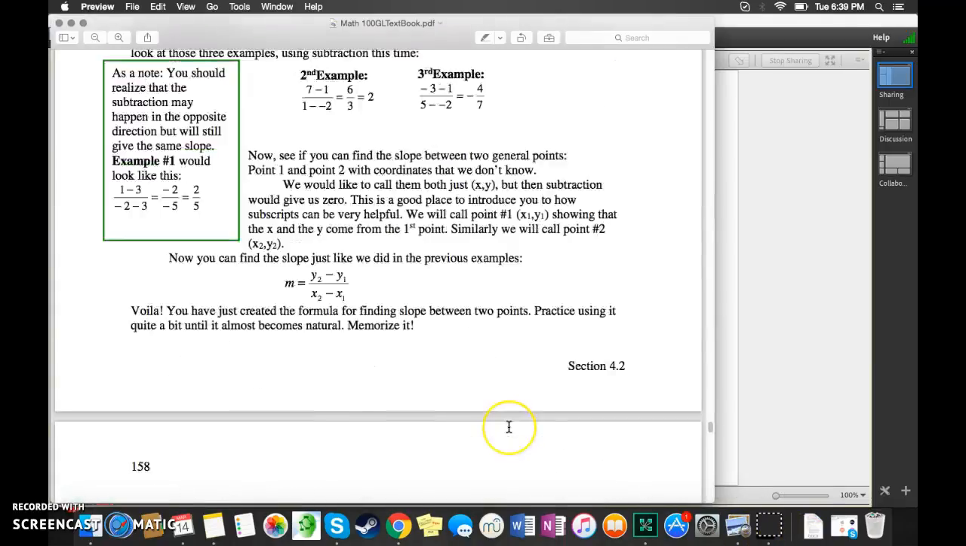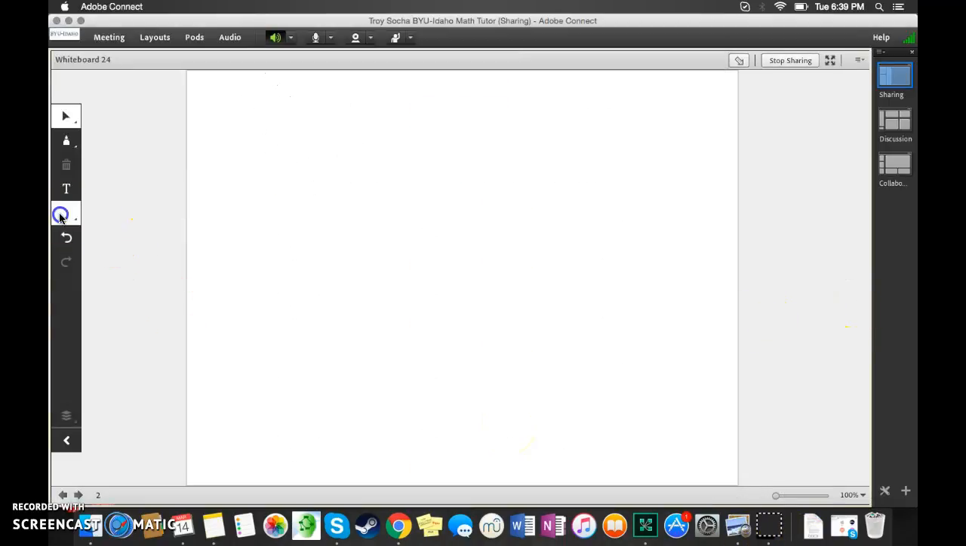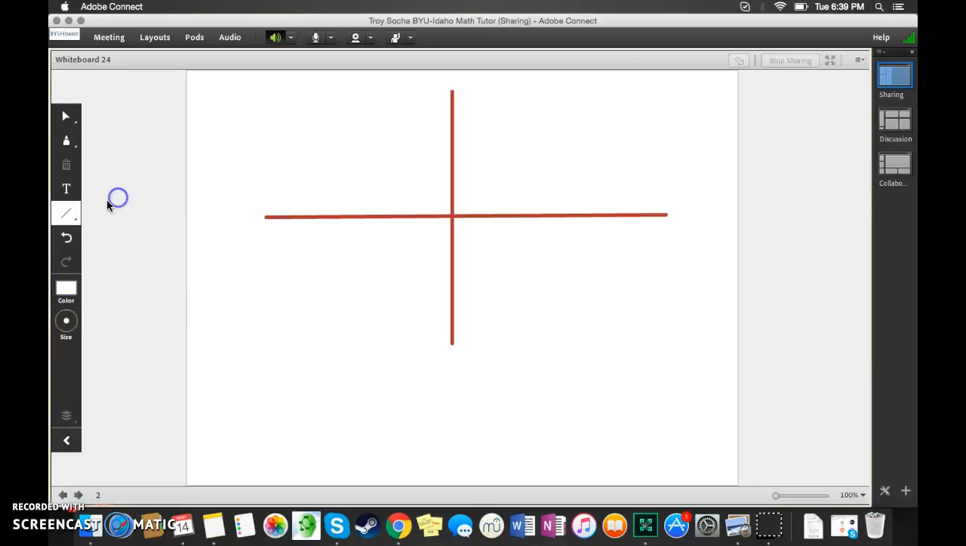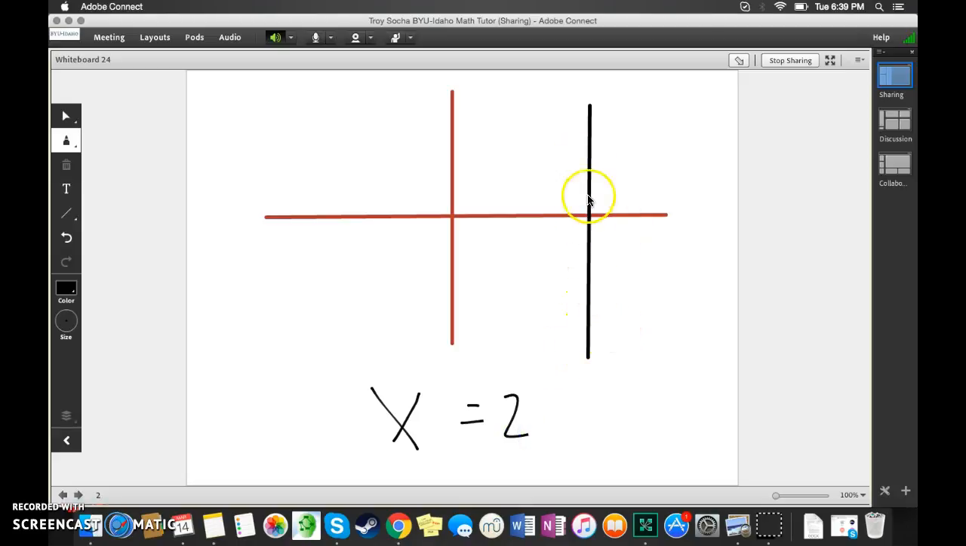I'll do special cases of the slope real quick. If you have a graph and a line in the graph that looks like this, the equation could be something like x equals 2. We're going to call this point 2. So this slope is undefined. Undefined, okay? That's good to keep in mind. It's not zero slope, it's undefined.